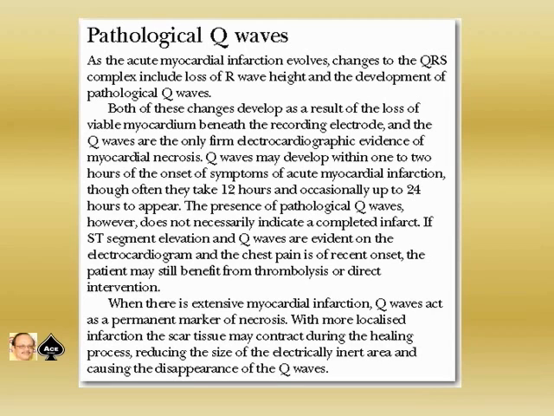Now, pathological Q wave. As the acute myocardial infarction evolves, changes to the QRS complex include loss of R wave height and the development of pathological Q wave. Both of these changes develop as a result of the loss of viable myocardium beneath the recording electrode, and the Q waves are the only firm electrocardiographic evidence of myocardial necrosis.